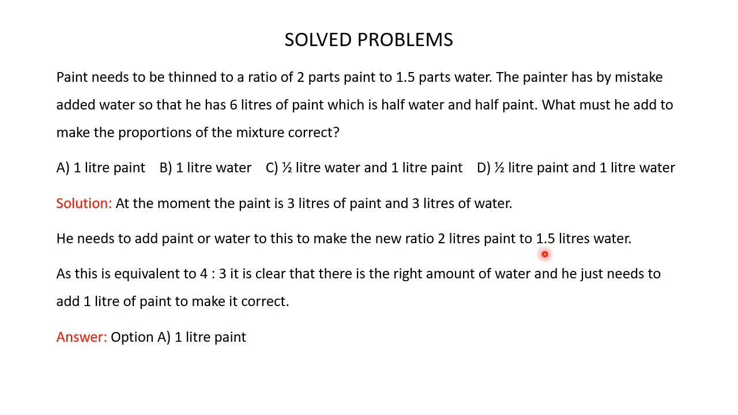Now 2 is to 1.5 is equivalent to 4 is to 3. So now it's clear that there is the right amount of water. He just needs to add 1 liter of paint to make it correct. So if the painter adds 1 liter of paint, then the mixture will contain 4 liters of paint and 3 liters of water, which is exactly the proportion required. So the correct answer is option A, 1 liter paint.